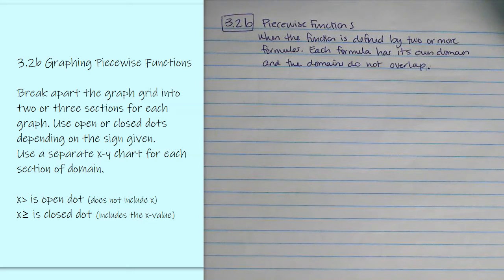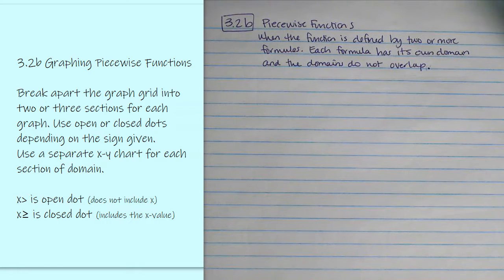All right, we reviewed a lot of functions in our last lesson. We did even polynomials and odd polynomials. We did rational functions like 1 over x. We did V's for absolute value. And we did the square root and cube root equations.